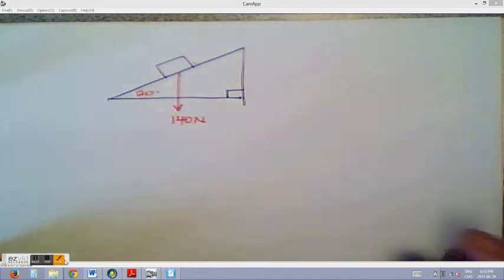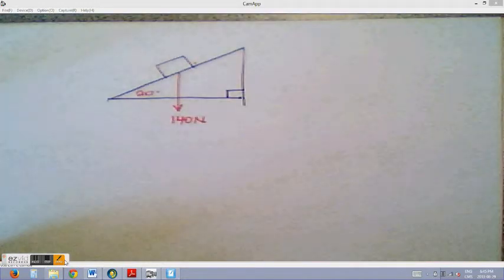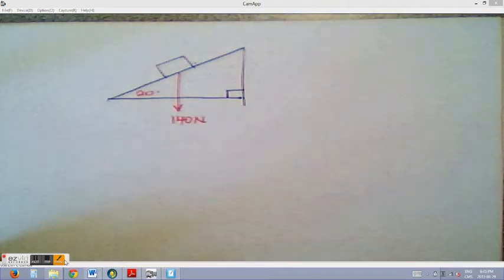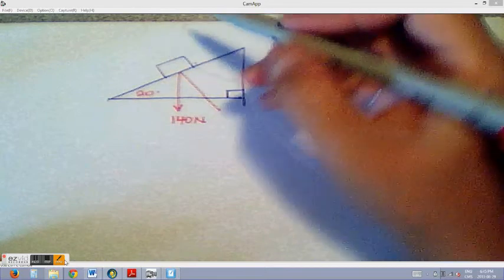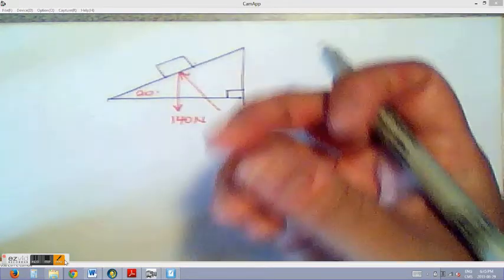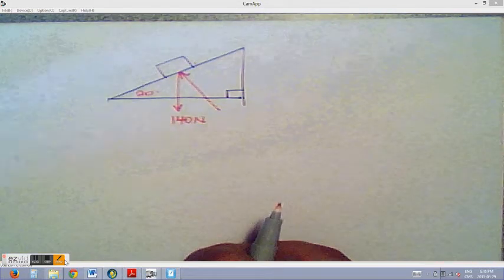So this box is sitting on this surface. Now, when anything is resting on a surface, the box is pushing against the surface as the surface is also pushing against the box. We call this force the normal force. And it's always perpendicular to the surface, and always acting in the opposite direction of the force of the box, or whatever object it may be.